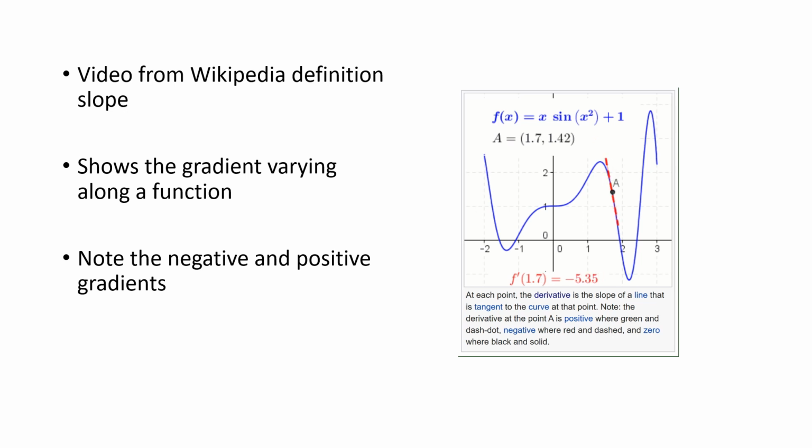This slide shows a video from the Wikipedia definition of slope. It shows the gradient of a function varying along that function. Also note where the gradient is negative, as in this case, and positive. The black line is always tangential to the function.